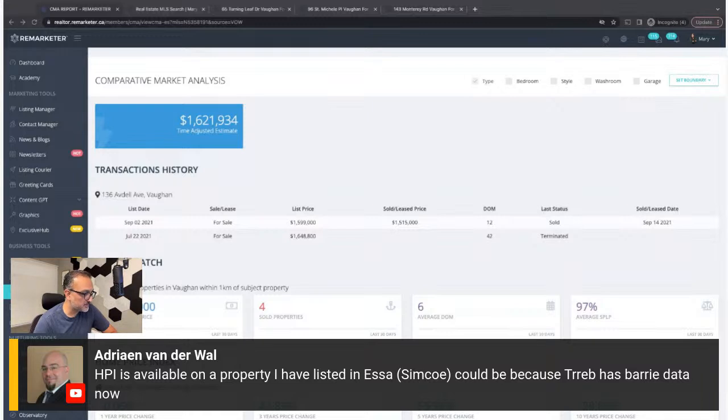So the HPI is available on a property listed in ESSA. Could it be because TREP has HPI data now? HPI data, exactly. So that's where we have the HPI data, and we get that from TREP. So you got it perfectly. That's exactly how we work these numbers out. That's what's happened here. Because they now have the HPI information from Simco, that's why this information popped up for your property out there as well. So thank you, Adrian, for mentioning that.